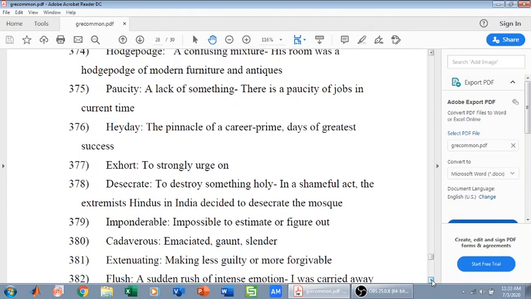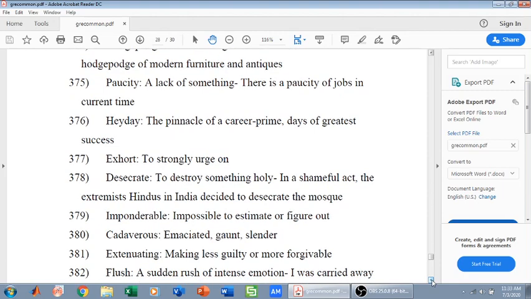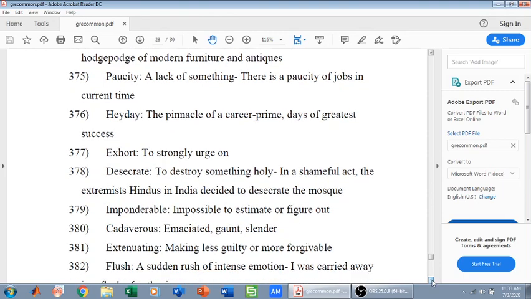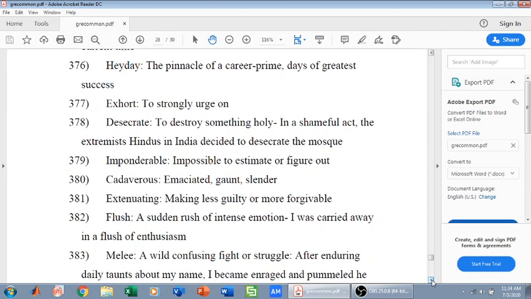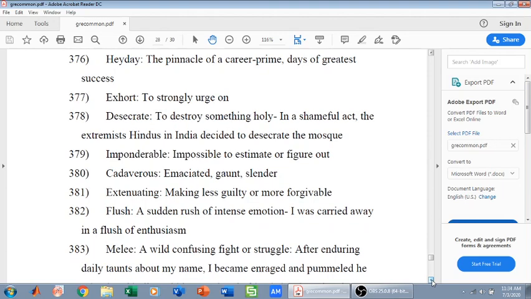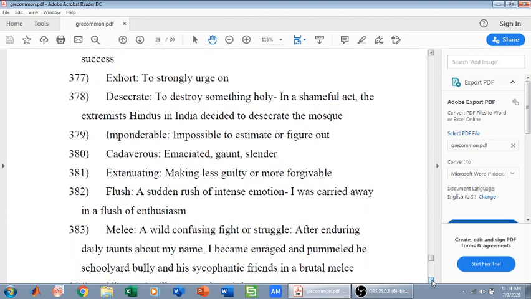Extenuating means making less guilty or more forgivable. Flush means a sudden rush of intense emotion. For example, I was carried away in a flush of enthusiasm. Fine. Melee means a wild, confusing fight or struggle.